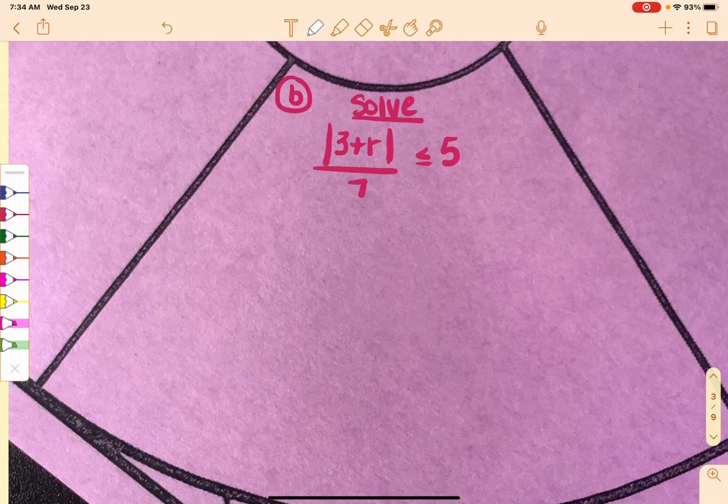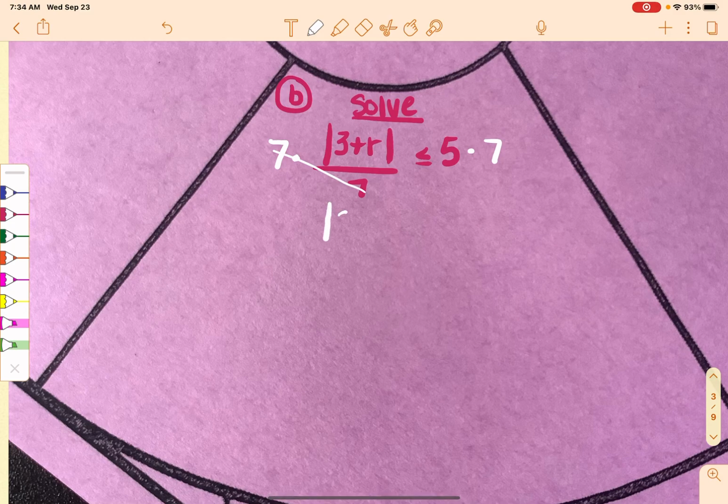So I'm giving you really a different one here. We haven't seen one that's had a fractional part here. And this 7 is not part of the absolute value. I want you to be aware of that too. So before I can even start thinking about this absolute value, I've got to get rid of the 7. So this is like divided by 7. So the opposite of dividing by 7 would be multiplying by 7.